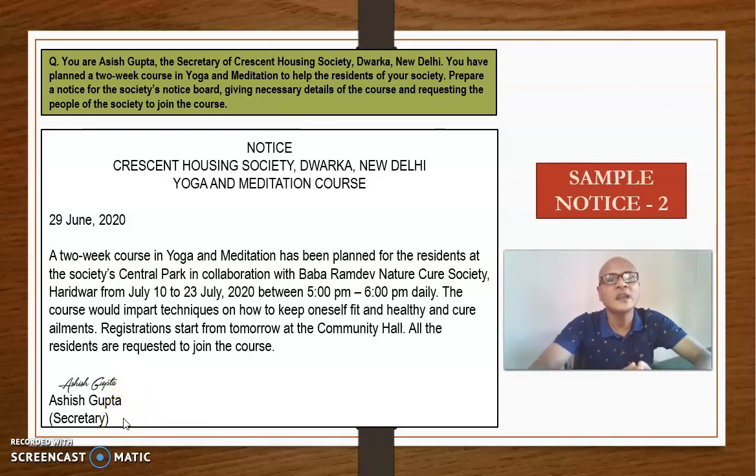As you have seen in this notice about an upcoming event, all the details of the same are being mentioned. You could see the dates being stated here, that is 10th July to 23rd of July 2020. Then the timings are also mentioned over here, 5 p.m. to 6 p.m. daily. After that, when the registrations are going to start and exactly this is also being stated in the notice. So my dear students, in this way we have to follow all the finer details about writing a notice.